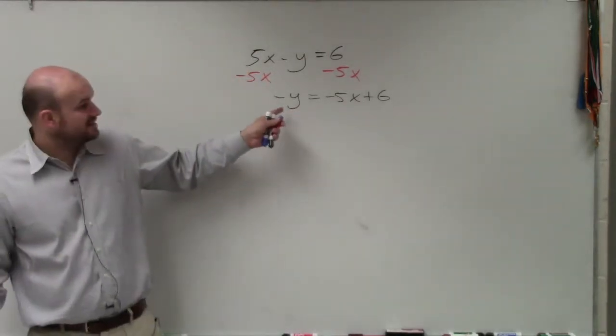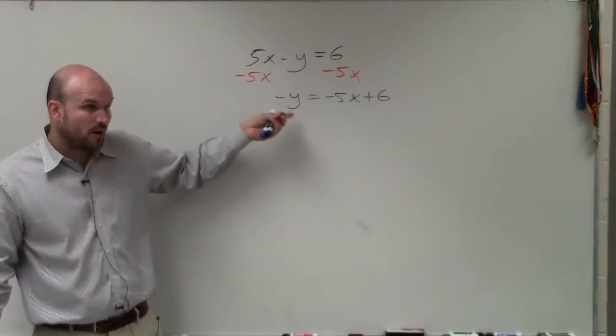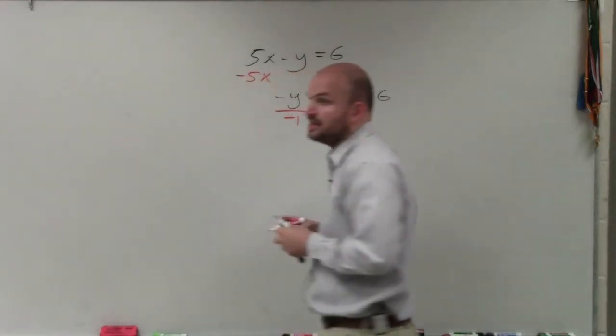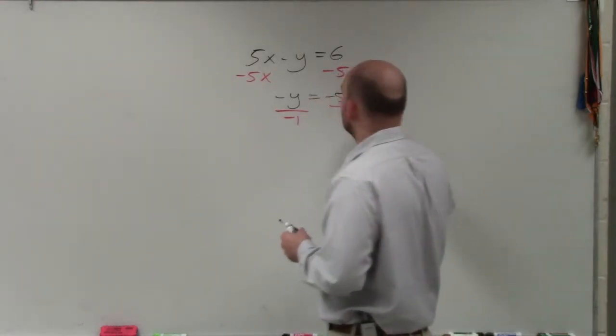So now you have it as a negative y equals negative 5x plus 6. Now, again, we have to solve for y, not negative y. So I need to divide by negative 1. That's going to make that positive. And I divide into negative 1 by here.